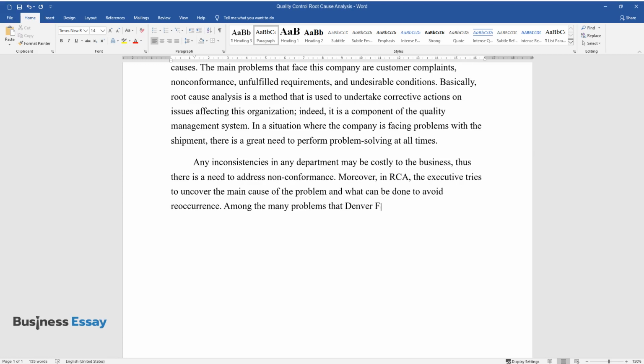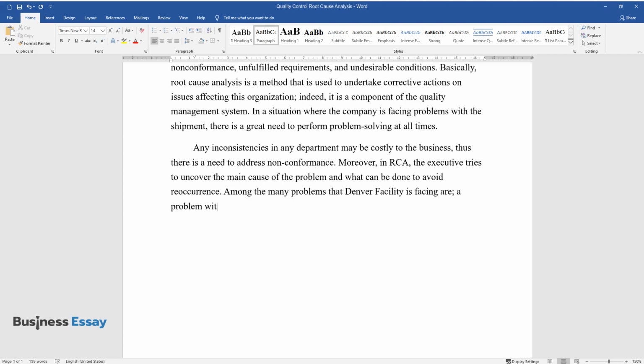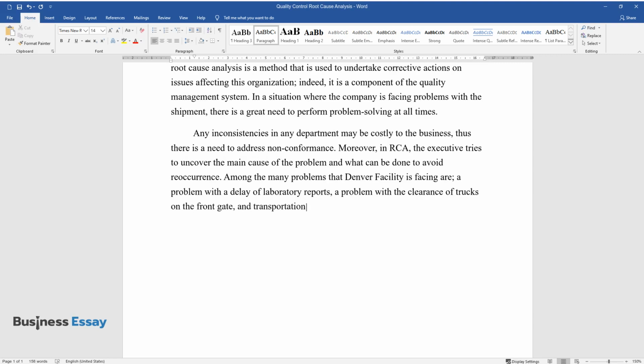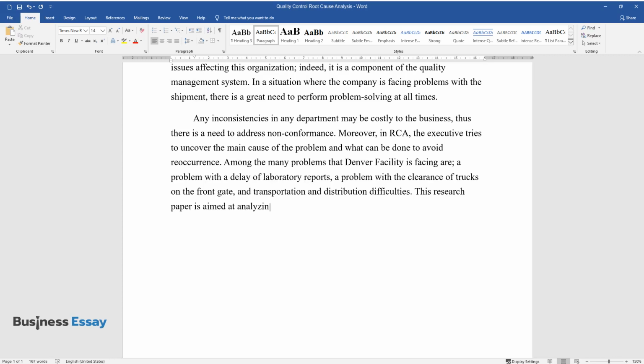Among the many problems that the Denver facility is facing are a problem with a delay of laboratory reports, a problem with the clearance of trucks at the front gate, and transportation and distribution difficulties. This research paper is aimed at analyzing the root cause of each of the above main problems.